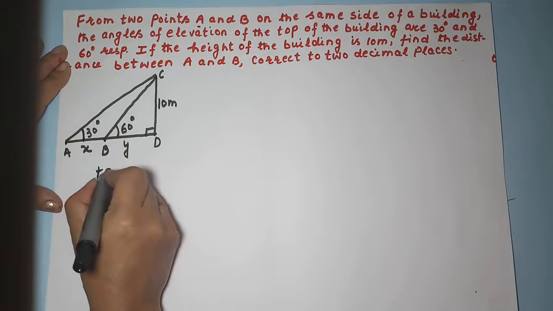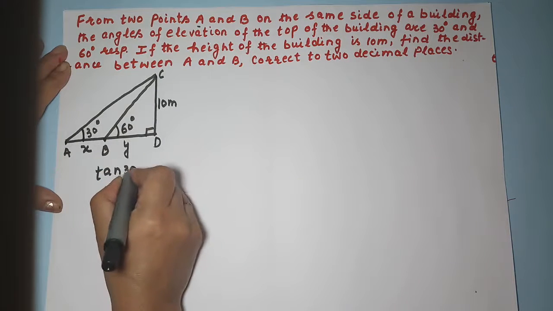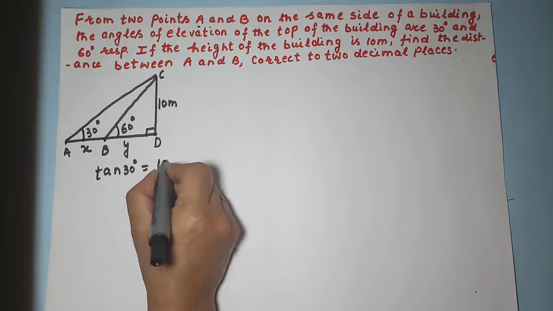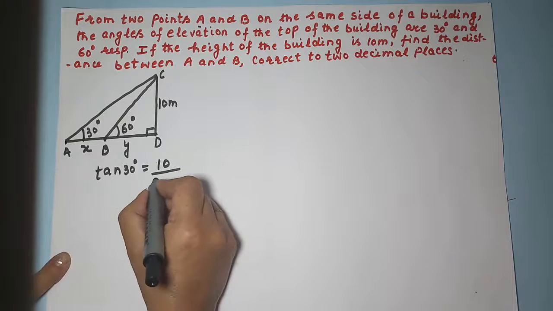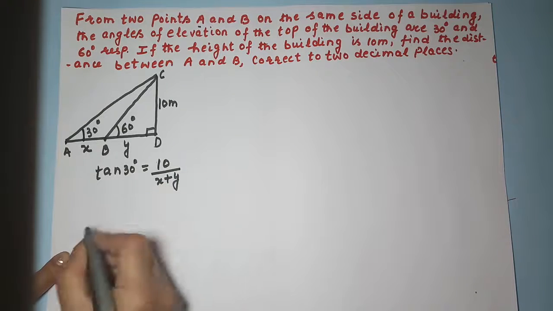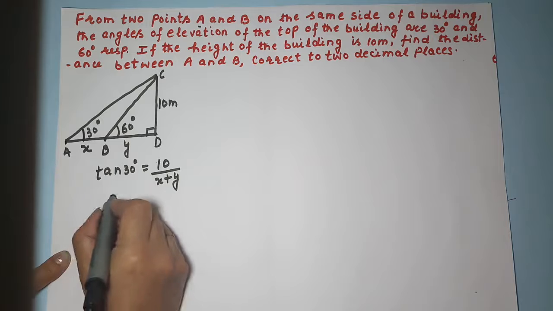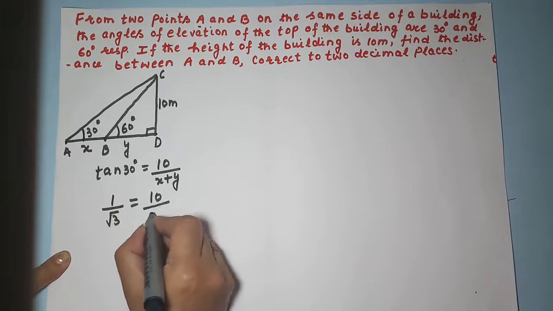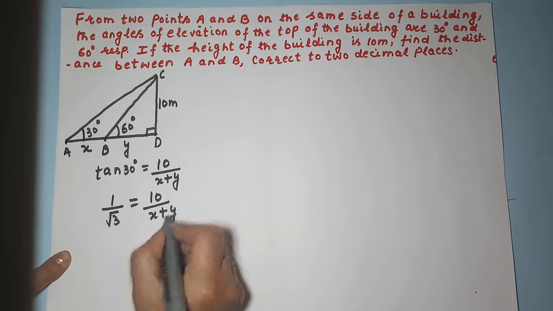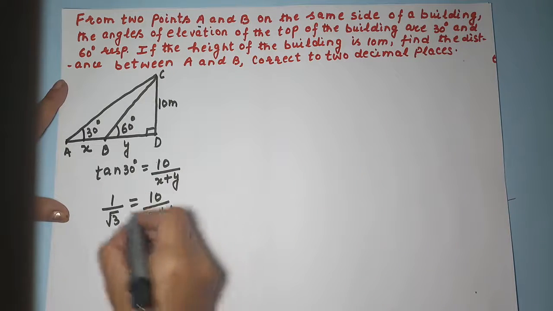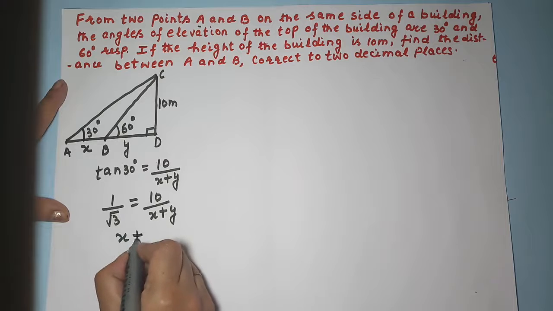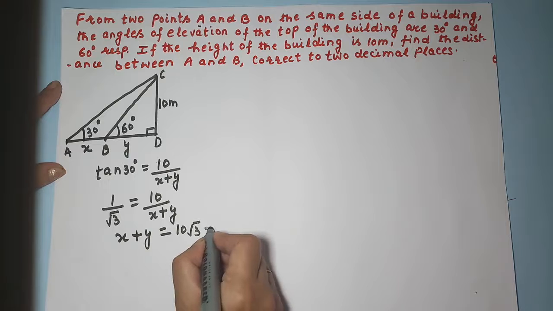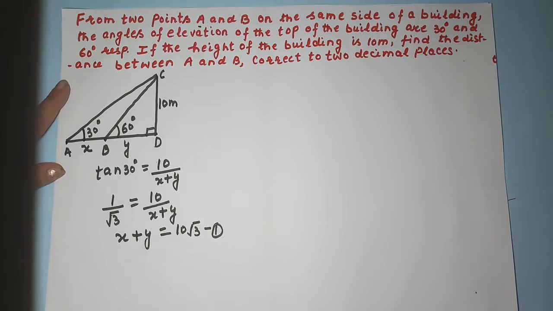So I can write tan 30 is equal to this height upon this, which is 10 upon x plus y. Now I know the value for tan 30, it is 1 by root 3, is equal to 10 upon x plus y, right? Okay, let me cross multiply. What will I get? x plus y is equal to 10 root 3. Let me keep this equation as it is. This is my equation first.